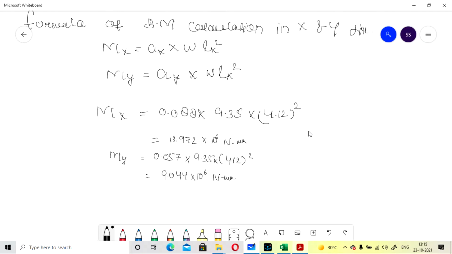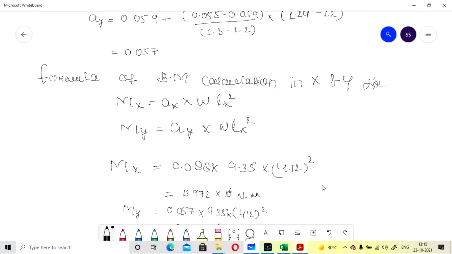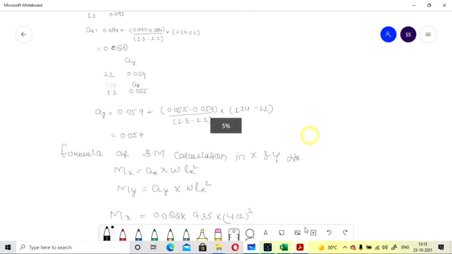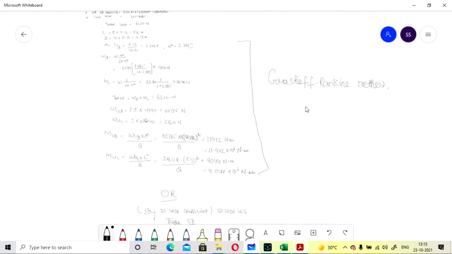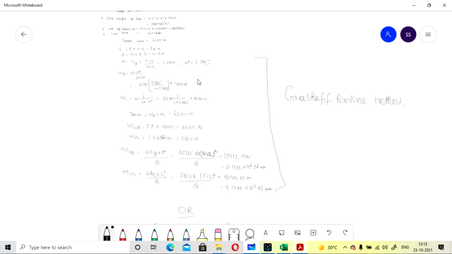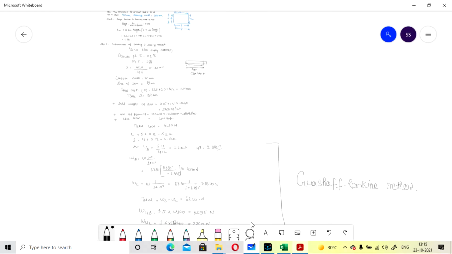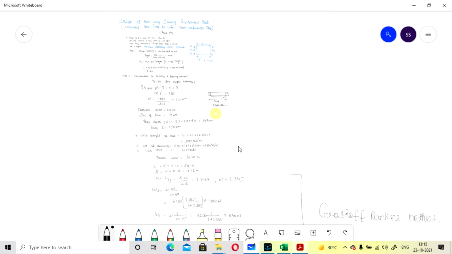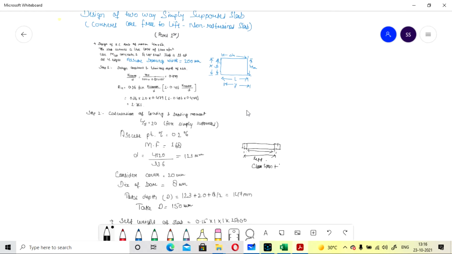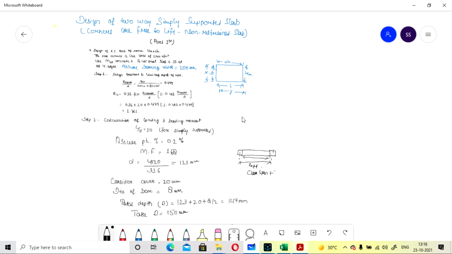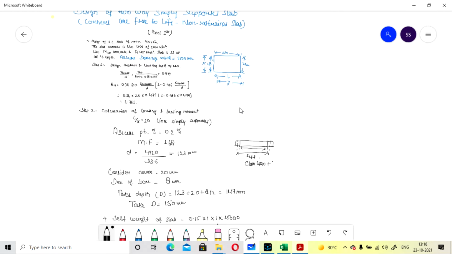Good. So for both the moments we have calculated by both methods, that is the IS code method, and if you don't have the IS code then you can go with the Kirchhoff-Rankine method. Without the coefficients you can calculate the bending moment. So in this part we have seen how to calculate the design constant, the loading and bending moment by two methods. In the next part we will see how to go for effective depth, steel reinforcement and shear check.